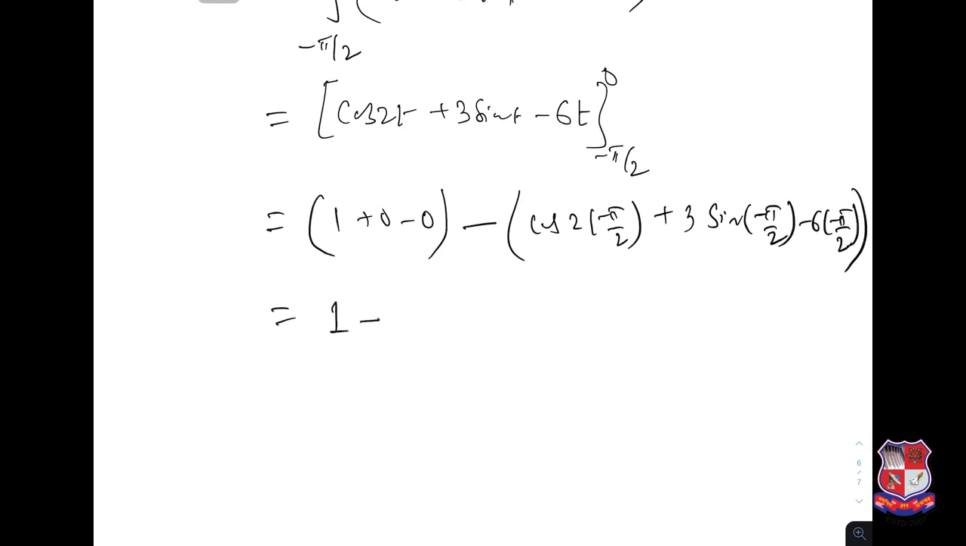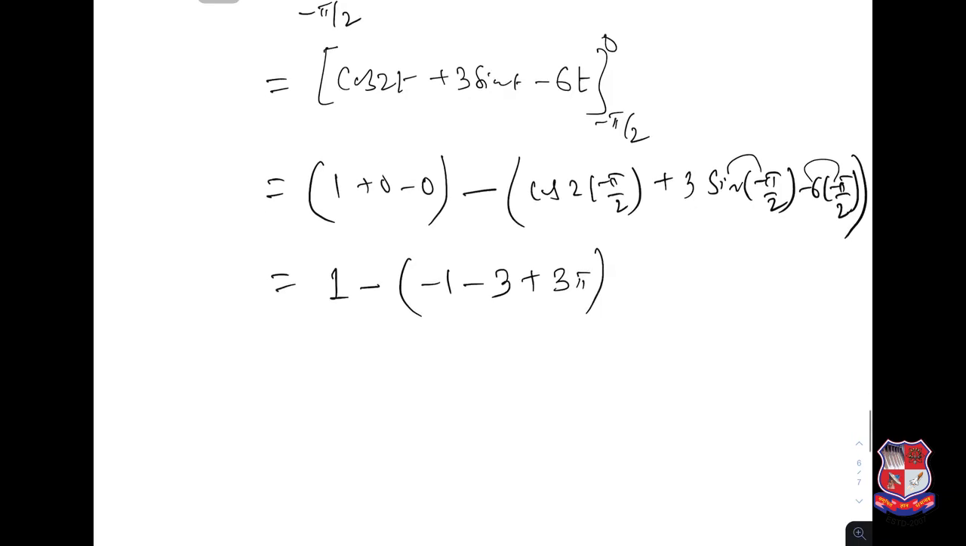So this is 1, and this is minus 2 cosine minus pi, which is same as cosine pi, and cosine pi is minus 1. But sine minus pi by 2 is minus sine, so minus 3 sine pi by 2 is 1, and this is minus minus plus 3 pi, and the answer is 5 minus 3 pi. Thank you.